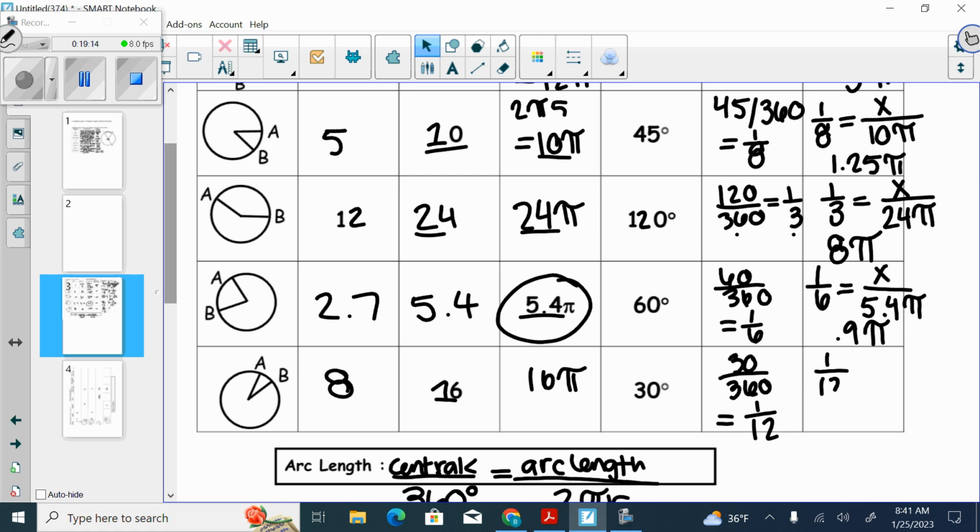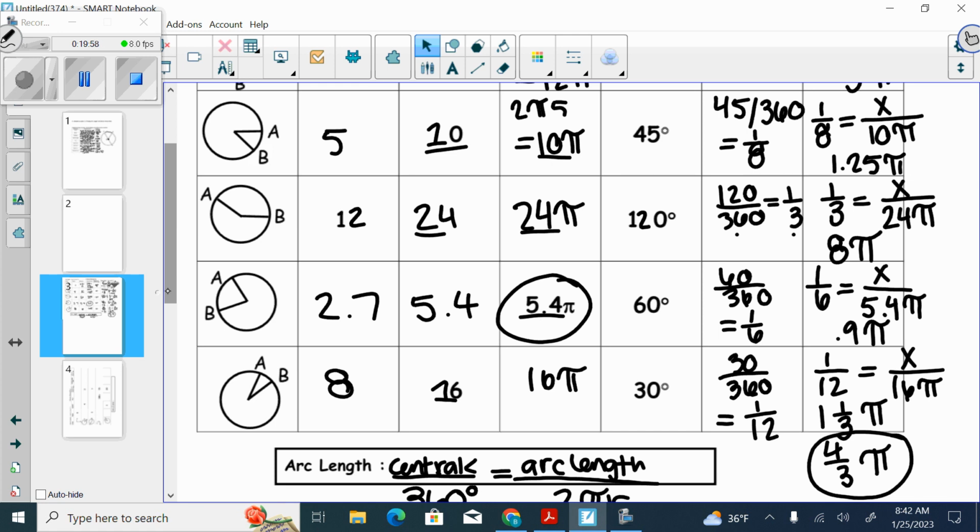So I got 1/12 is equal to x over my circumference, 16 pi. What do we get here? Right. 1 1/3 or 1.3 repeating pi, or 4/3 pi, right? Typically, this is going to be the answer that they're looking for if they tell you not to estimate. Okay. All right. So now we know how to find arc length.